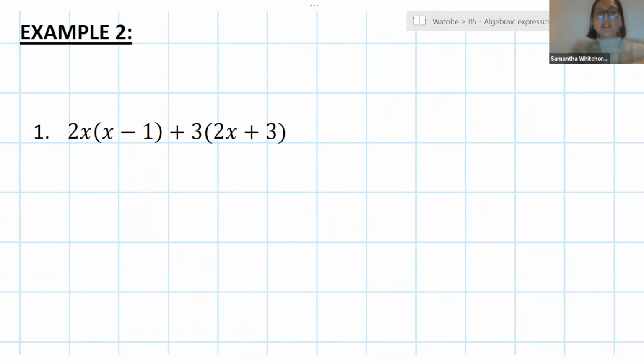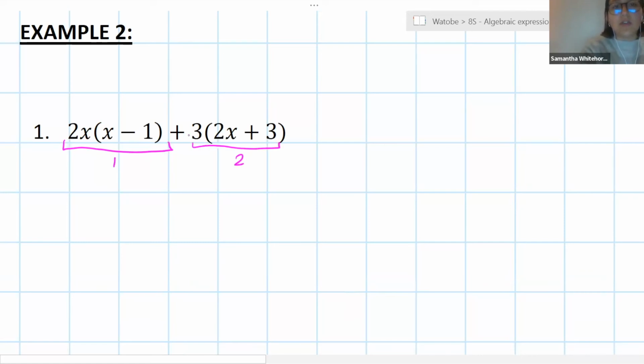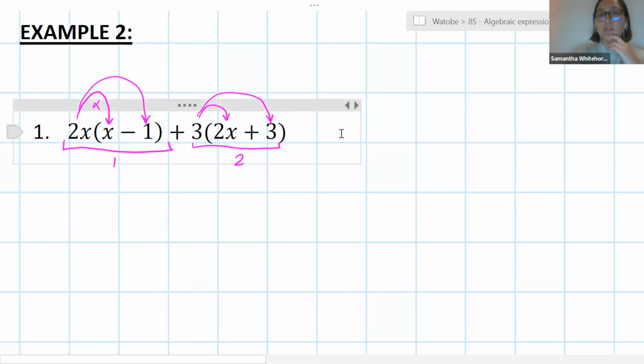We've got 2x times x minus 1 plus 3 times 2x plus 3. So remember, identify your terms. I'll help you there to start off with. Term 1, term 2. I know that because this plus is separating my terms. And once I do that, I now want to simplify each of my terms. Now to simplify the first term, I have to multiply the 2x into the bracket.